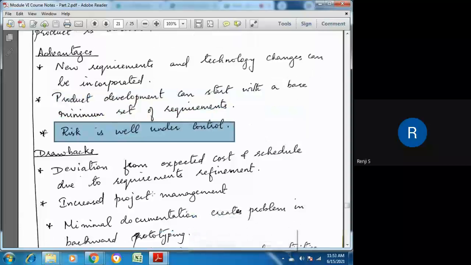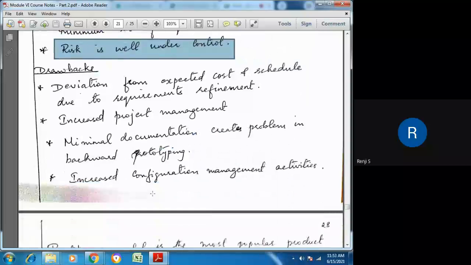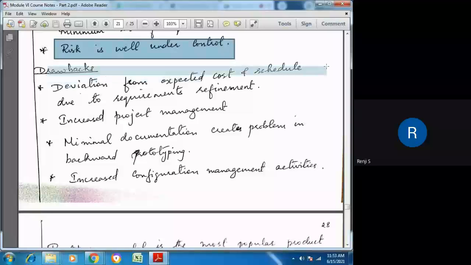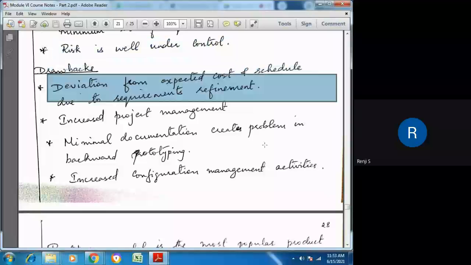So these are the advantages. Then the disadvantages: deviation from expected cost and schedule. That is, the initial cost may be for implementing a certain number of requirements, but if requirements keep changing in between, there will be a deviation from the expected cost, and the expected time of completion may also vary. If new requirements are added, or if the number of requirements increases, the cost can increase, as well as the time to complete.